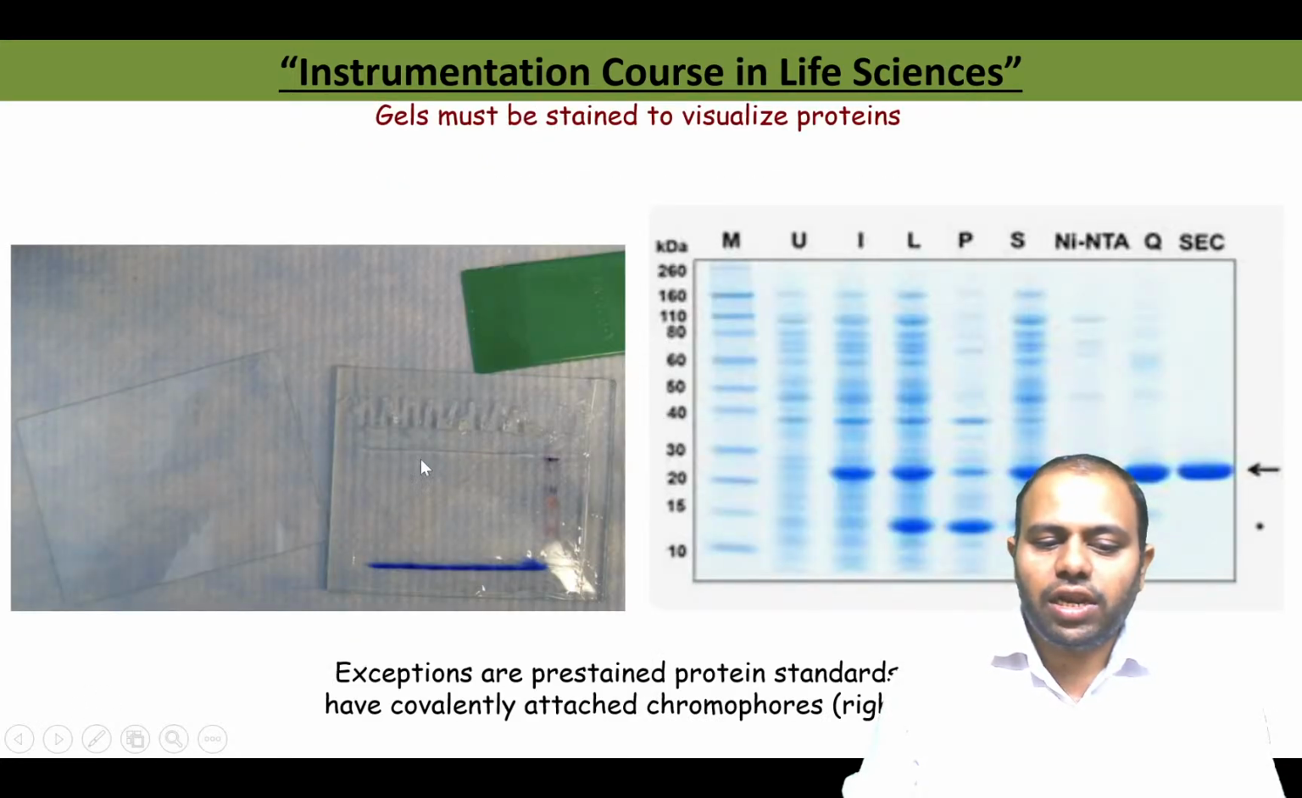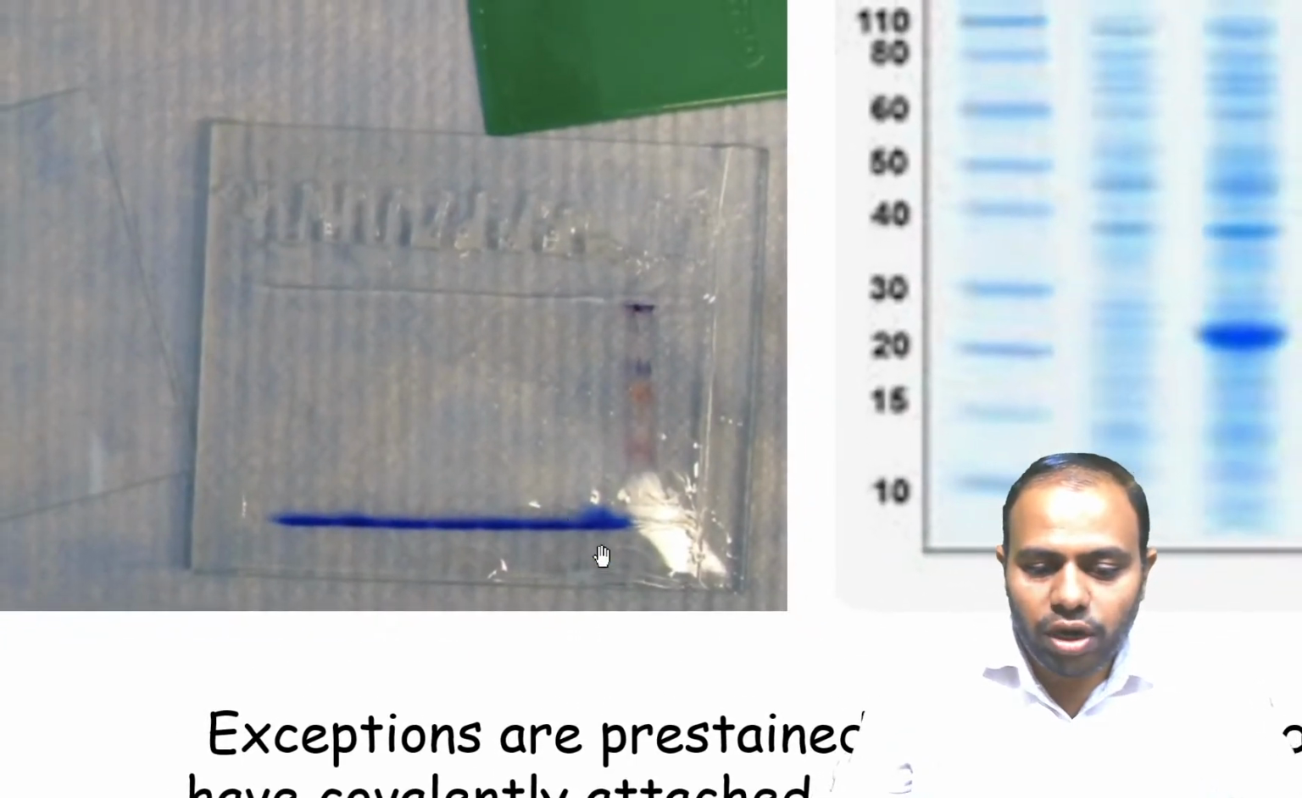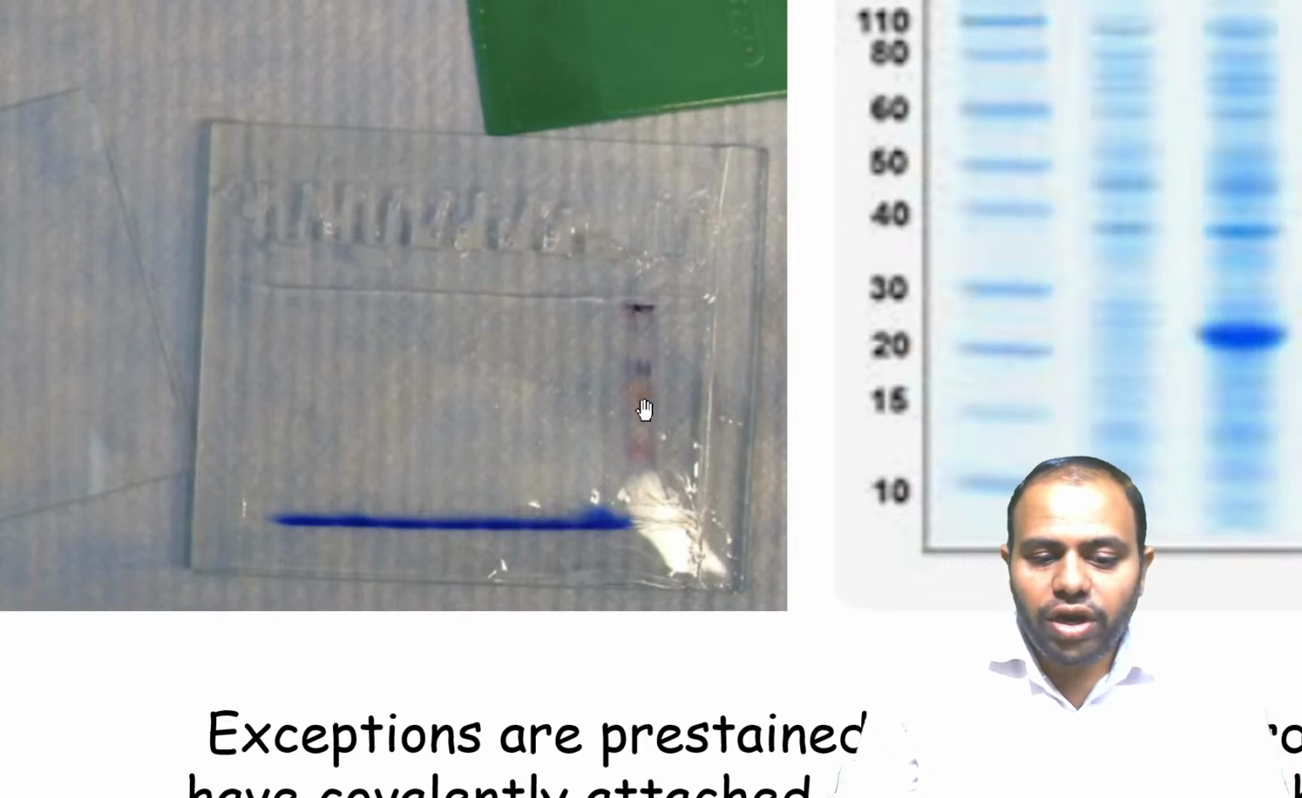So this is how the gel looks. Okay, once the electrophoresis is over, this is how the gel looks after running. In certain kinds of DNA ladders or protein ladders, they are pre-stained. Okay, these protein ladders need not be stained separately. You can see this orange colored protein ladder here. This is already stained. But for protein bands you have to stain separately.